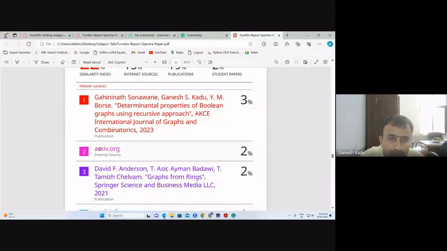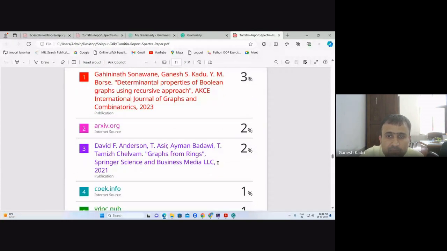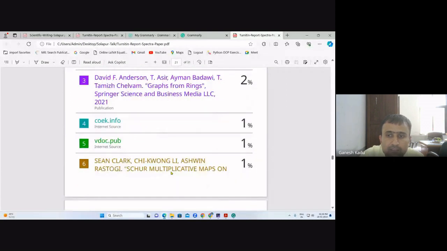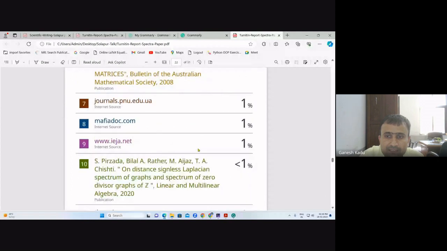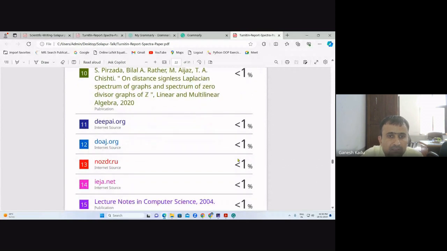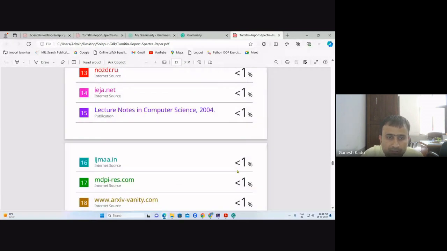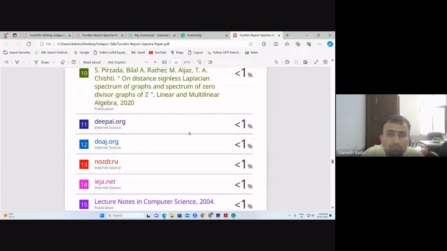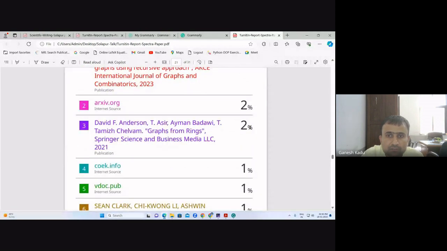Then there is some arXiv paper with which this has 2% similarity. Then there's another paper with some 2% similarity, and so on and so forth. And then there are these 1% similarities, and then there are papers which are less than 1% similar. So it is giving you a full description. If there is 2% similarity and you want to see what this paper is, you can immediately go to this paper and check.